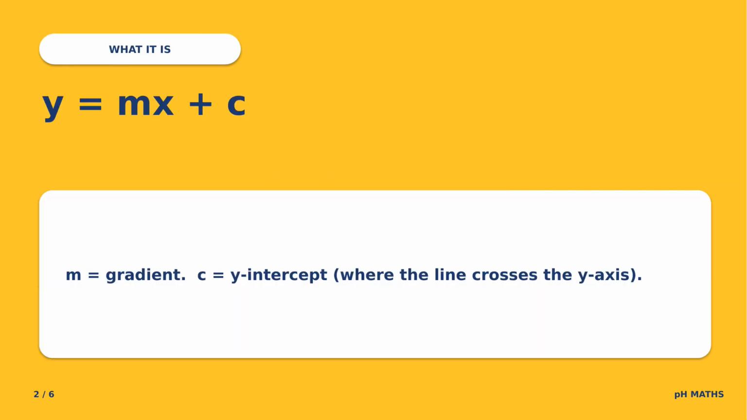Definition. In the equation y equals mx plus c, the m is the gradient, the steepness of the line. The c is the y-intercept, the value of y when the line crosses the y-axis. So y equals 3x plus 5 has a gradient of 3 and a y-intercept of 5. Two numbers, full description of the line.